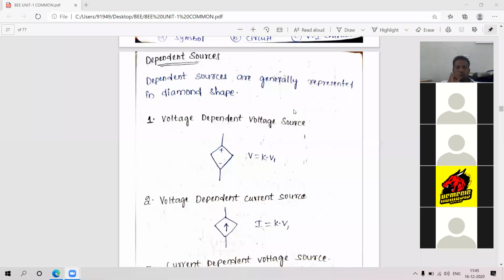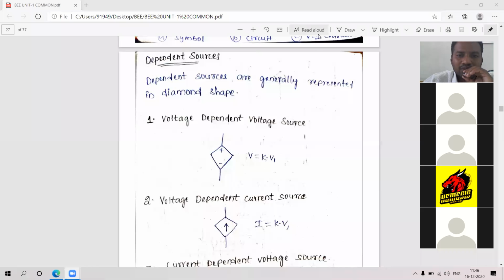Here it is depending upon two sources. What are the two sources you have? Either voltage source or current source. And these dependent sources are generally represented in diamond shape. If they are represented in diamond shape, you have to assume that these are dependent sources. If it is mentioned in a circle or with a plus and minus symbol, the general symbol, it is called an independent source.